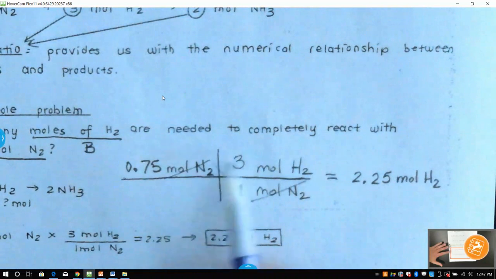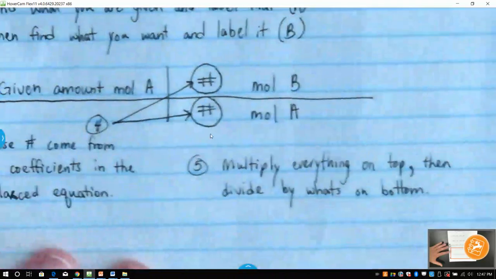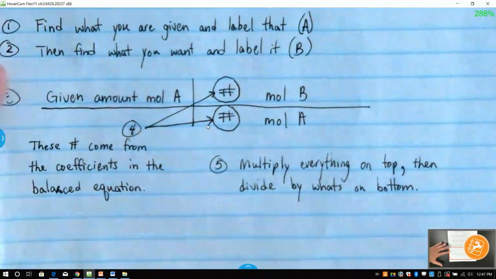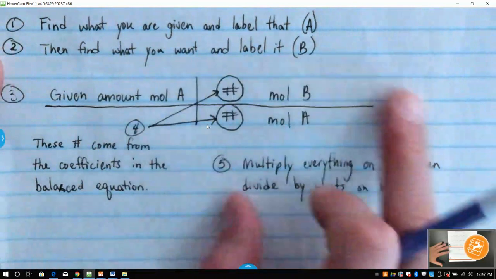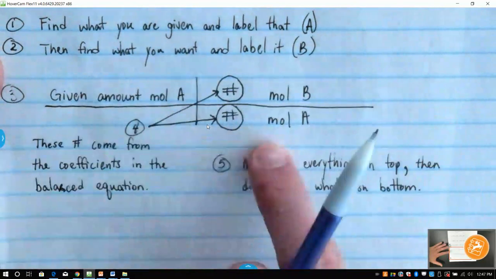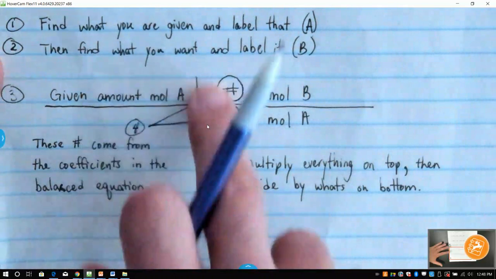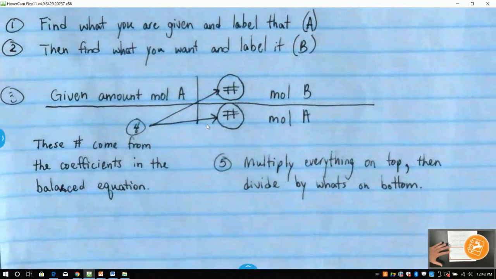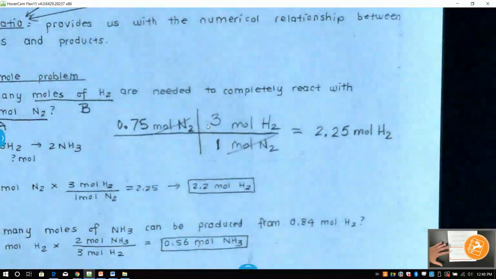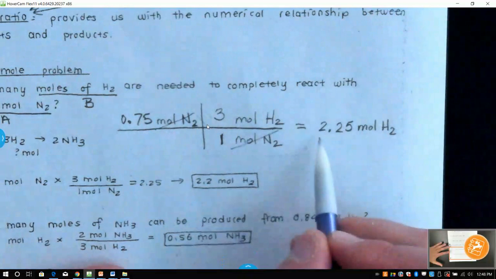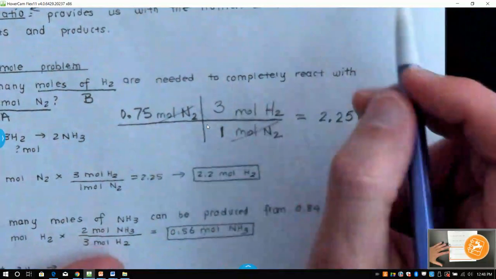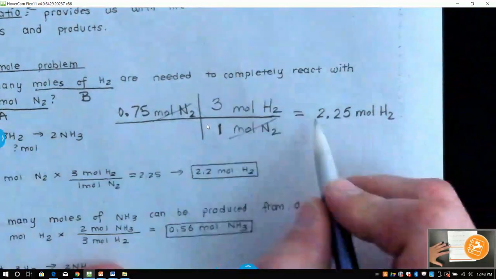0.75 times 3, right? Sorry. Hold on. So when we go from a given amount of this to our new substance, part 5 would be, after you do the coefficients, multiply everything on top and divide by what's on bottom. And this will tell you how many moles are needed to completely react with this amount here.